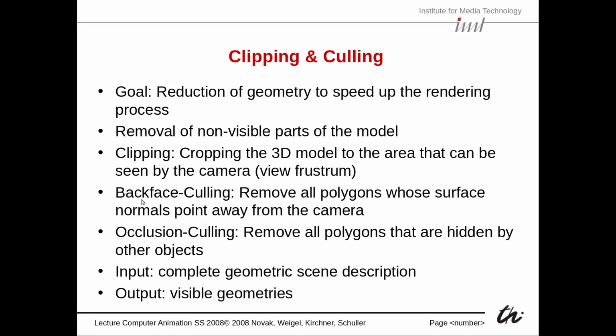We can use, for instance, backface culling, which removes all polygons whose surface normals point away from the camera because they reflect the light in the other direction. So they are hidden. Then we have occlusion culling, which removes all the polygons that are hidden by other objects. So not on the back, but on the front, but hidden by another object. The input here is complete geometric scene description, and then the output is visible geometries.